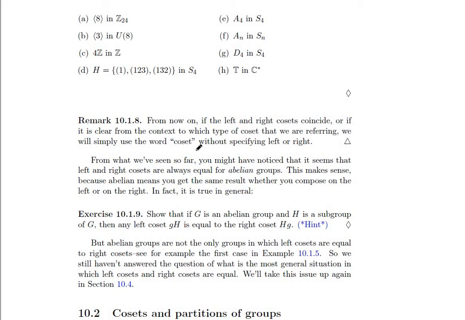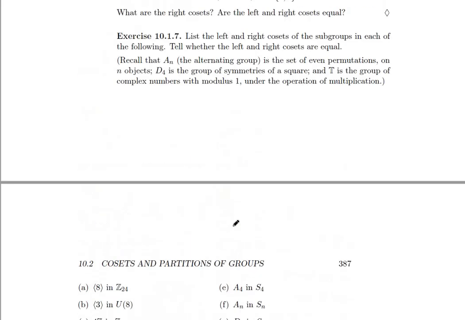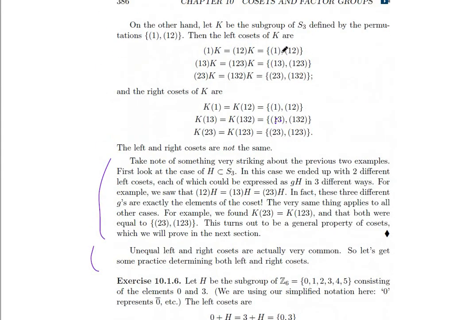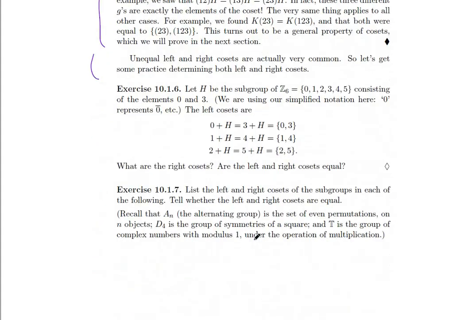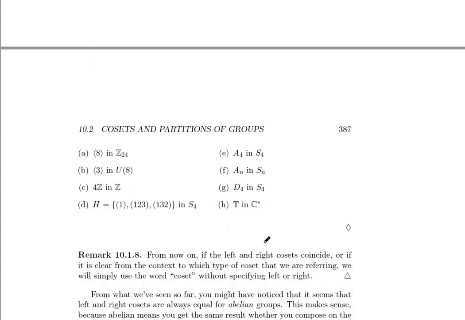Now this talks about right and left cosets of abelian groups, and this exercise asks you to show that if you have an abelian group G, that is the commutative group, then any right coset is also a left coset. So you don't get this case up here where the right and left cosets are different, but if you have an abelian group, the right and left cosets will always be the same. All right, so let's stop there.